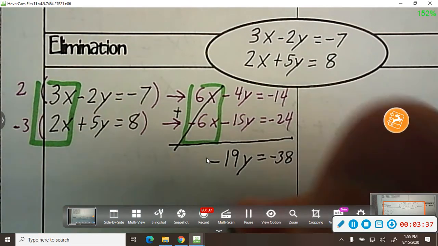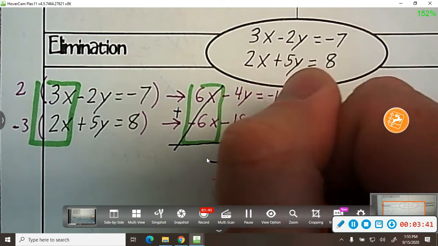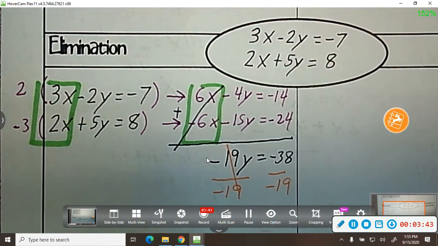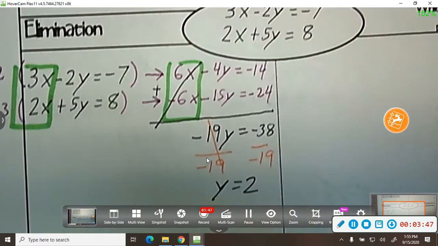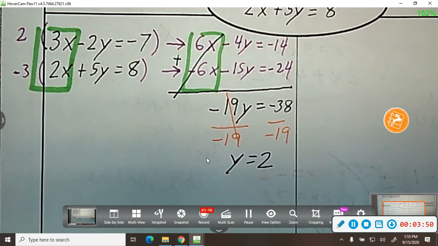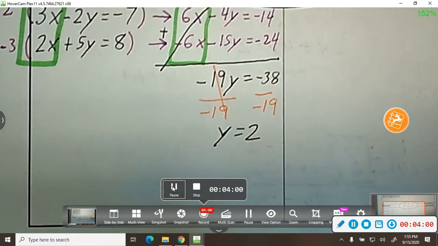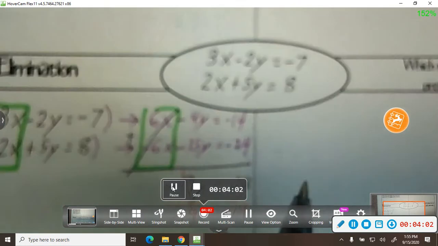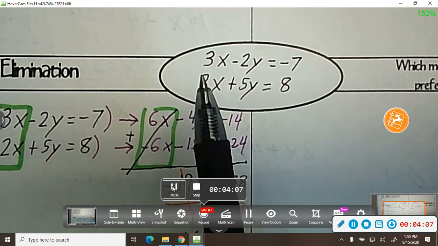Divide both sides by negative 19. And I get y is 2. From y is 2, we know the value at which they intersect is when y is 2. We need to also find the x value at which they intersect. So I'm going to go back to one of my original equations. And it really doesn't matter on this one. They both look equally complicated.